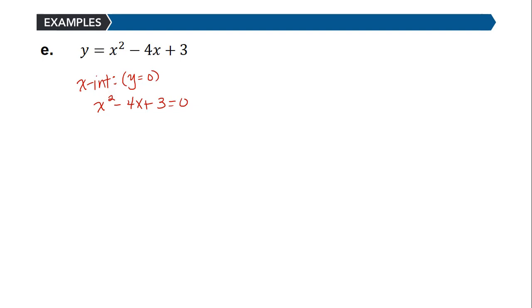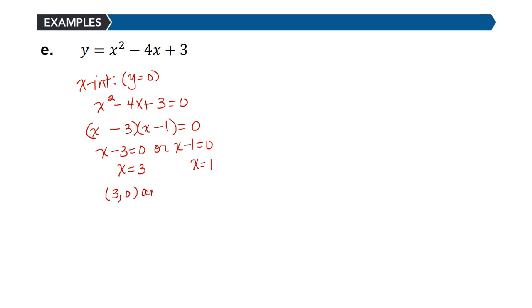To factor, I need to find the factors of 3 whose sum is negative 4. And those do exist, right? A minus 3 and minus 1. Therefore, x minus 3 is equal to 0, or x minus 1 is equal to 0. We get then x is equal to 3, or x is equal to 1. So there are two x-intercepts, (3, 0) and (1, 0).